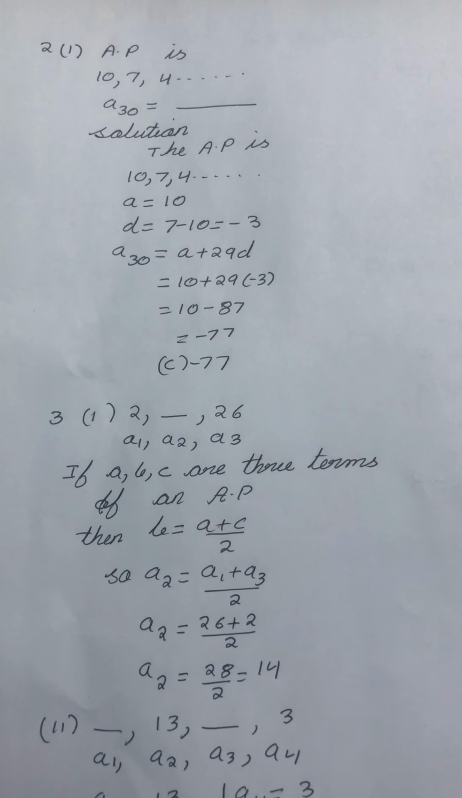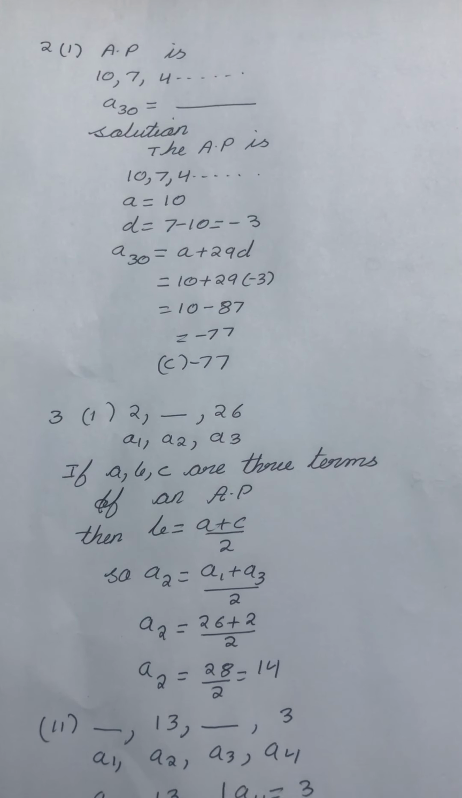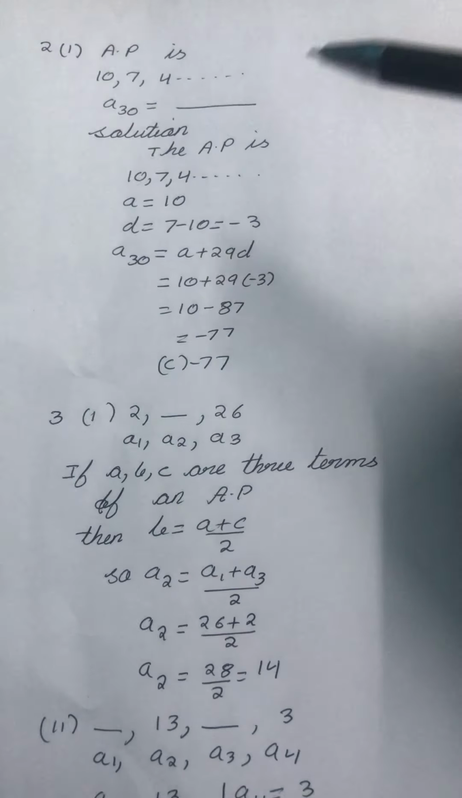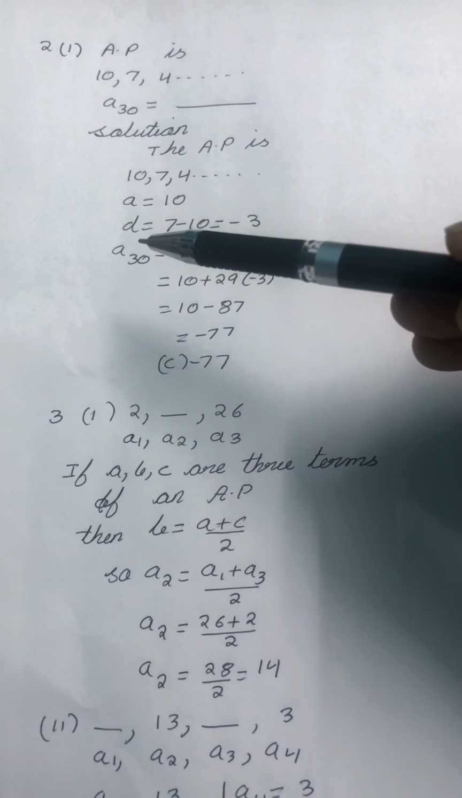So the second question is multiple choice. They are given an AP 10, 7, 4, and in this question they want to find the 30th term, and four choices are given. So first we write down the AP, we identify A, that is the first term, then we find the common difference.